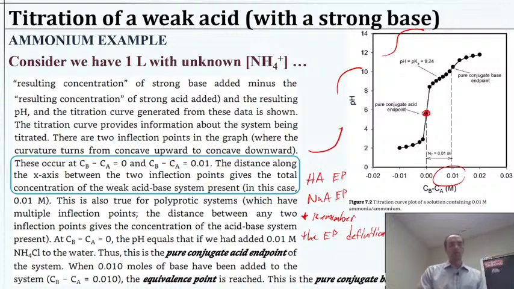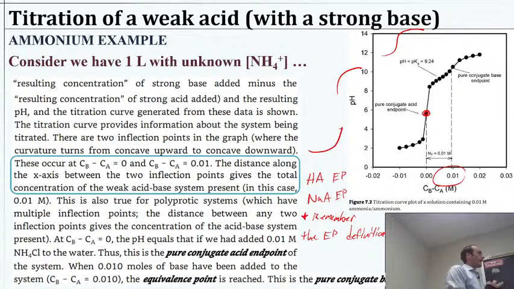This is also true for polyprotic systems. So when we have more than just HA, maybe H2B or something like that, the distance between any two inflection points gives a concentration of the acid-base system present. And I think that would be two neighboring ones, I would expect.